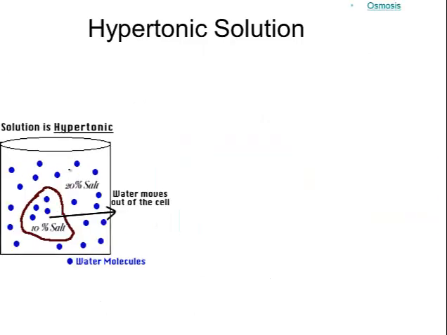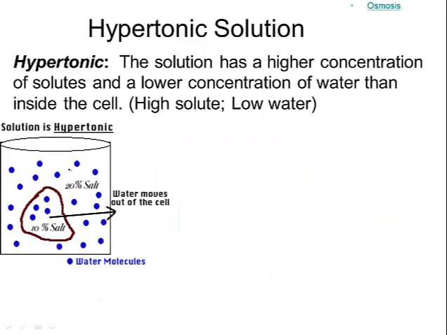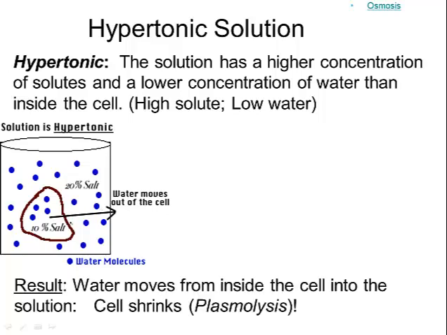The opposite of this is hypertonic. In a hypertonic solution, you've got more solute in the solution that the cells are in than in the cell. So basically what's going to happen is you've got less water outside and more water inside, so the water wants to move out. Because remember, it's diffusion. They want to move to where there's more room. So the result of this is the water is going to move from the inside of the cell into the solution, and this can cause the cell to shrink.